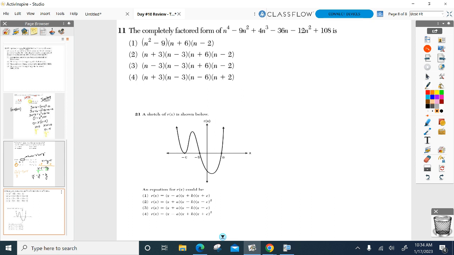Can you eliminate an answer for me? Look at the directions. Completely factored. What's your deal, Ryan? I'm getting rid of 1. Why are you getting rid of 1? What's not completely factored in that? The n squared. Everyone agree? N squared minus 9. Everyone knows in here you can keep factoring that.